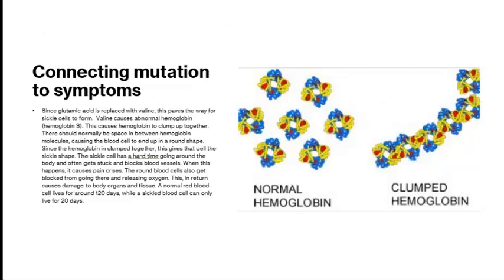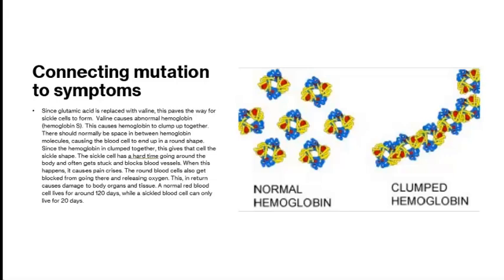Connecting mutation to symptoms. Since glutamic acid is replaced with valine, this paves the way for sickle cells to form. Valine causes abnormal hemoglobin S, and this causes hemoglobin to clump up together. There should normally be space between hemoglobin molecules, causing the blood cell to end up in a round shape. Since the hemoglobin is clumped together, this gives the cell a sickle shape.